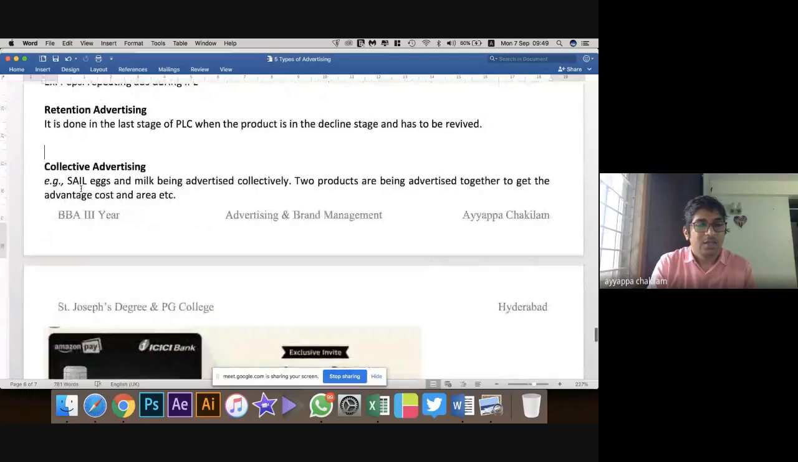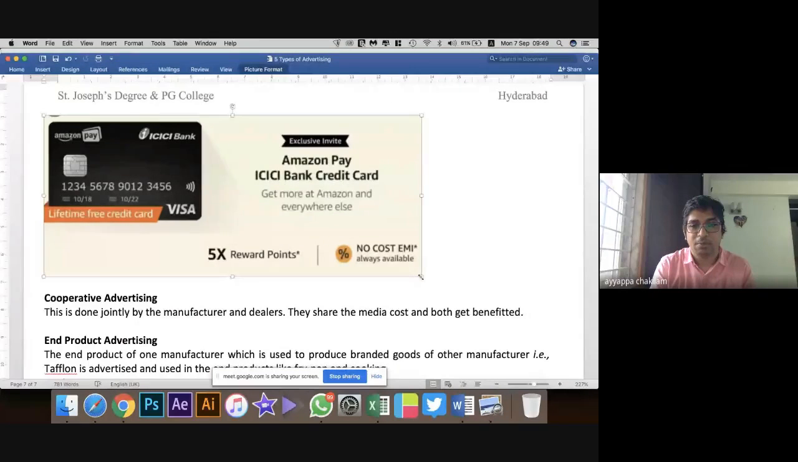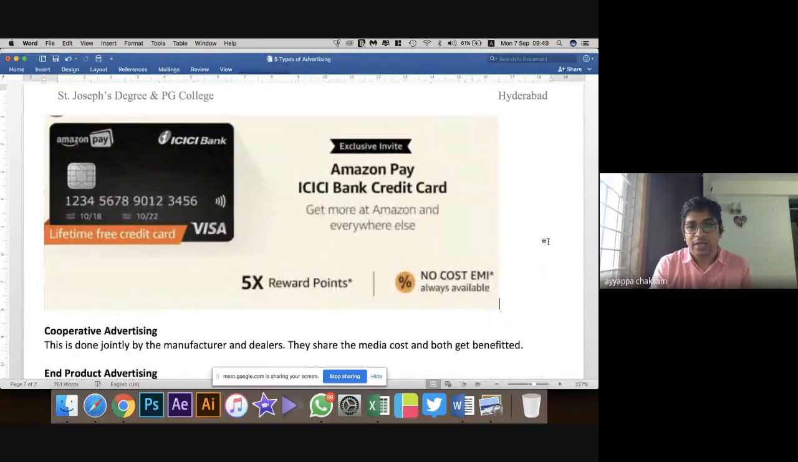Collective advertising. Collective is when two products are being advertised together at the same time. It might be a product, it might be a brand. I just told you about eggs and milk being advertised collectively. Two products are being advertised together to get the advantage of cost and area, etc. Here you can see the Amazon Pay ICICI Bank credit card. Here the two interested parties are Amazon and ICICI Bank. So one using this particular card will benefit the ICICI Bank and also the Amazon Pay. So that's how two brands may come together.